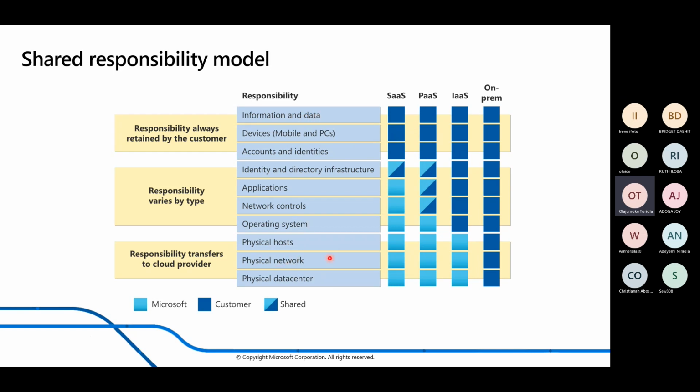But if it is platform as a service, you can see that Microsoft is only going to be responsible from the physical data center to the operating system. Now, network controls are shared between Microsoft and you, the consumer. Applications are also shared between you and Microsoft. Identities and directory are shared between you and Microsoft. But when it comes to the accounts or identities or the information that you are bringing, you are the one that is going to manage it.